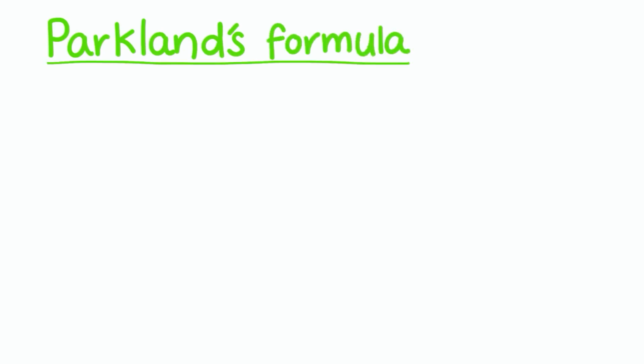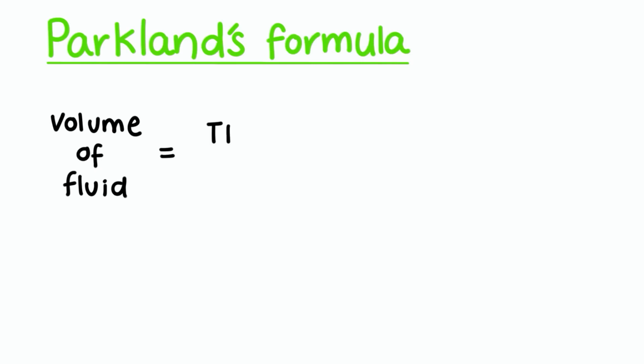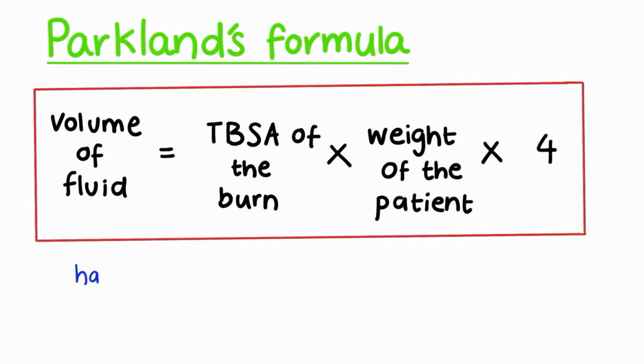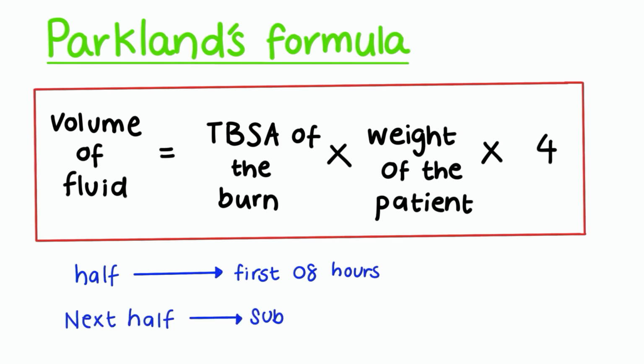For this, we use the Parkland's formula. That is, volume of fluid equals total body surface area of the burn multiplied by weight of the patient times 4. And half of that amount is administered within the first 8 hours starting from the time of injury onset, and the next half in the subsequent 16 hours. The rate of infusion will vary according to the patient's response and urine output.